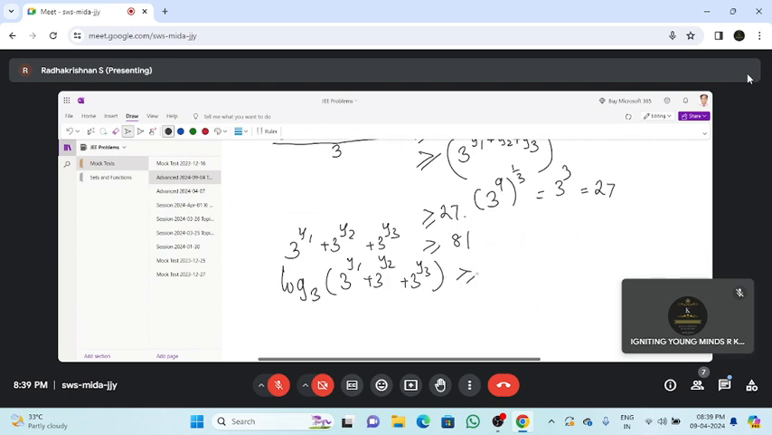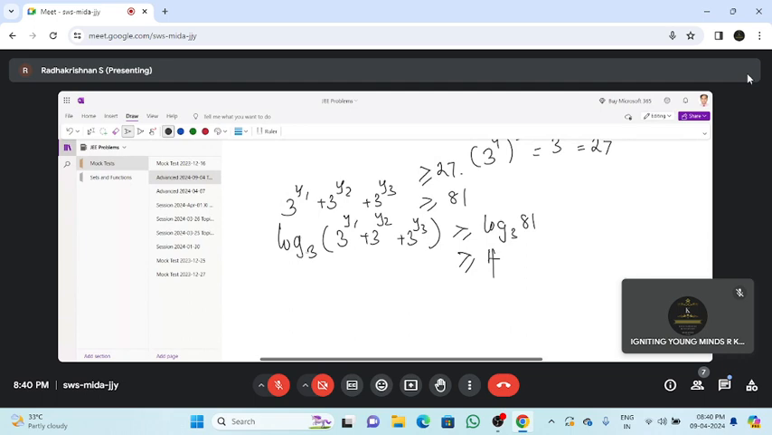Be greater than or equal to log to the base 3 of 81. And what is log to the base 3 of 81? Log 81 to the base 3. Somebody said 4, right? It is 4. 3 power 4 is 81. So log 81 to the base 3 is 4.